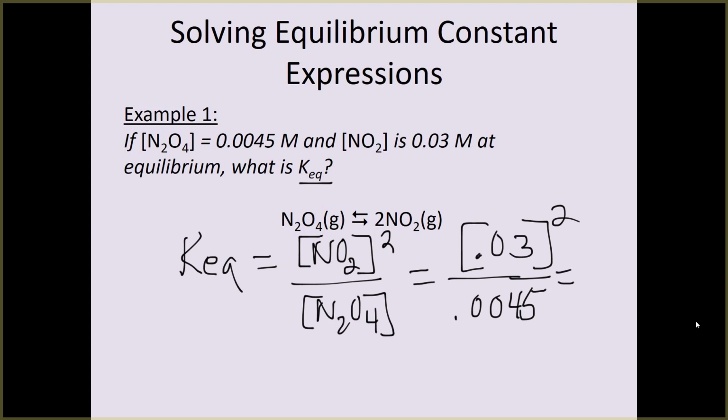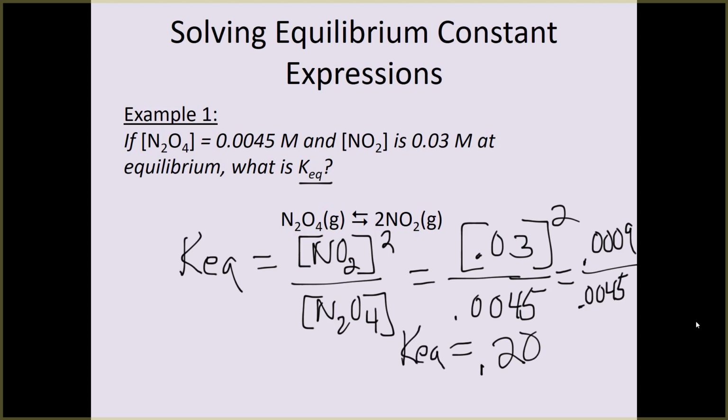So I end up with 0.0009 on top, and on the bottom, I have my 0.0045. And so dividing this out, I get 0.2. And I should have 2 sig figs, so I need to say 0.20.